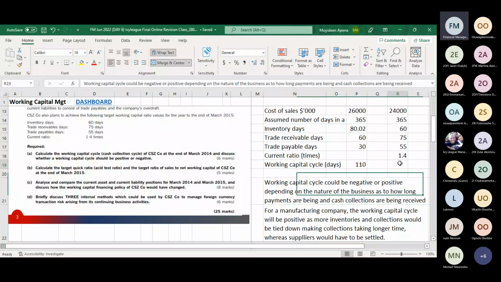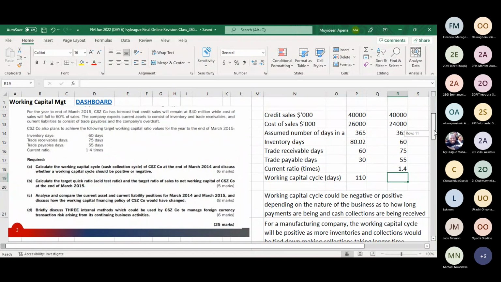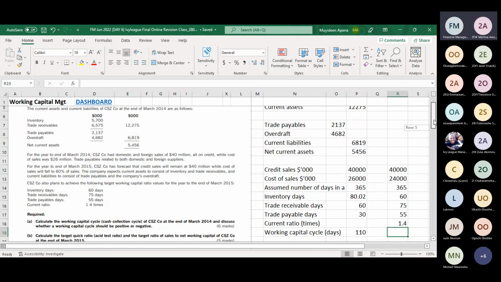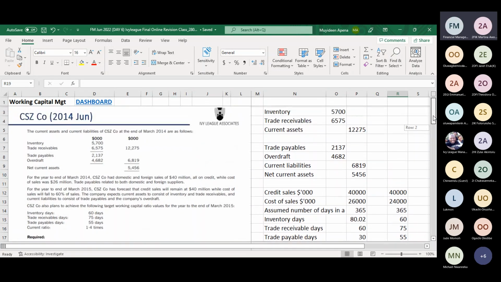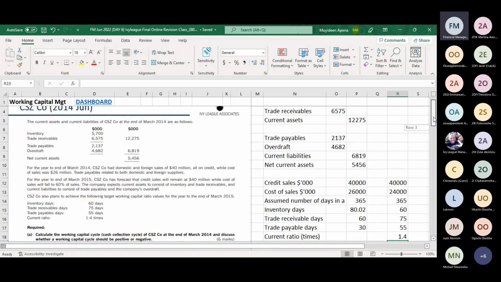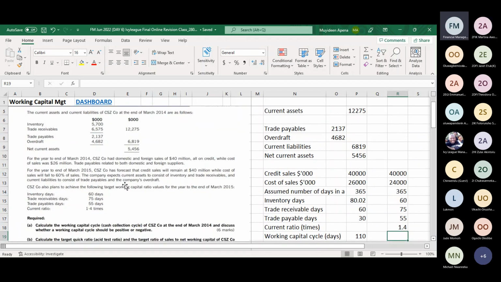Quick ratio. How do we determine quick ratio? Current assets minus inventory over current liabilities. Okay. So we take out the inventory from the current assets and then divide by current liabilities. In 2015, do we have current assets? Do we have current liabilities? No. So we need to work them out. How can we calculate them? We are told here that the current assets of the company should consist of inventory and receivables. Current liabilities should consist of trade payables and overdraft.